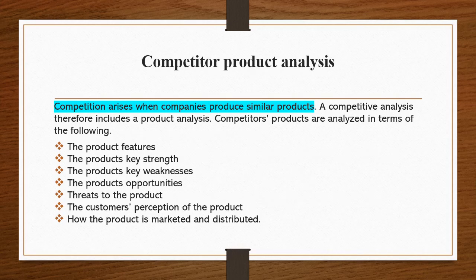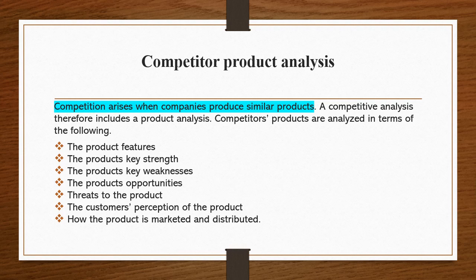So let's look at the competitor product analysis. We all know that competition arises when companies or businesses produce similar products. That's when competition arises. So a competitive analysis includes competitor analysis, rather product analysis. So competitors' products are analyzed in terms of the following. When you are carrying out product analysis, we base on the following.